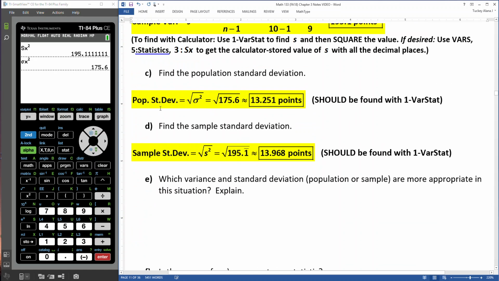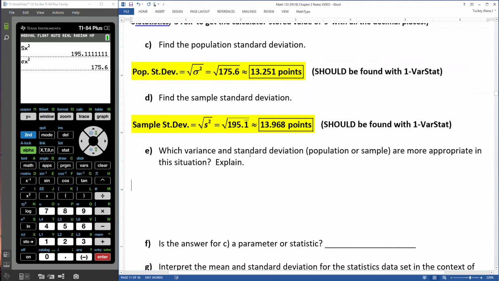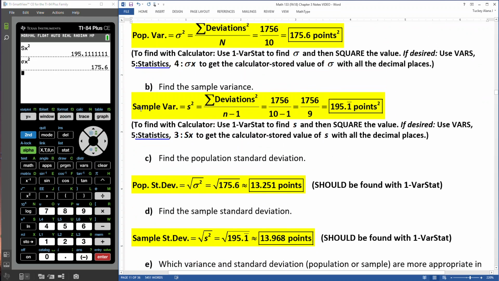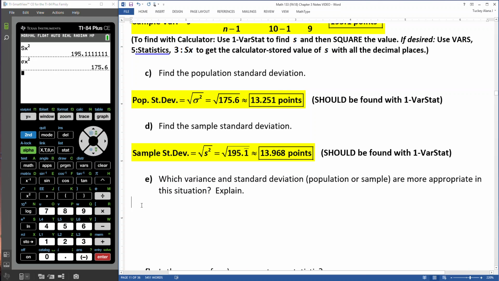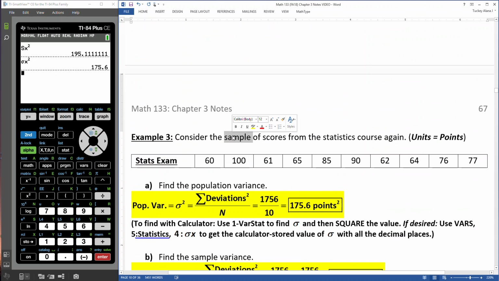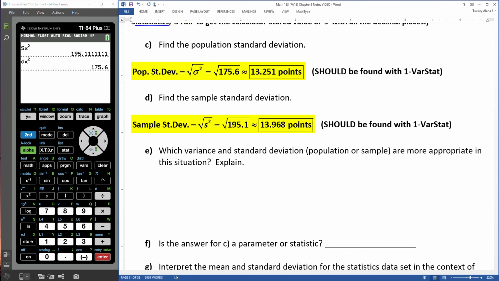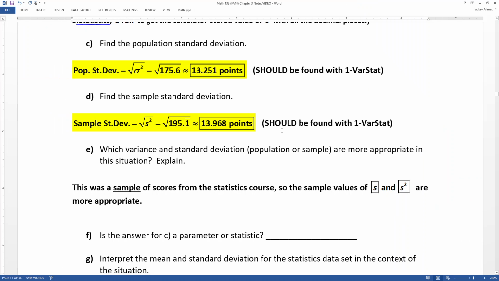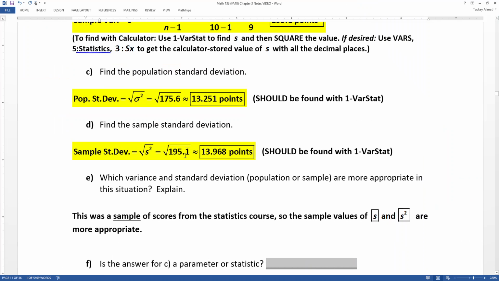Now, of these two values, the variance and the standard deviation, which of them, the population variance or the sample variance, the population standard deviation or the sample standard deviation, was more appropriate for our situation? Well, because the problem says it's a sample right here, that means that we want the sample values. So the sample standard deviation and the sample variance, because the data set was a sample in the first place. That's pretty easy. So it's just a little reminder of what parameters and statistics are. Are these values parameters or are they statistics?